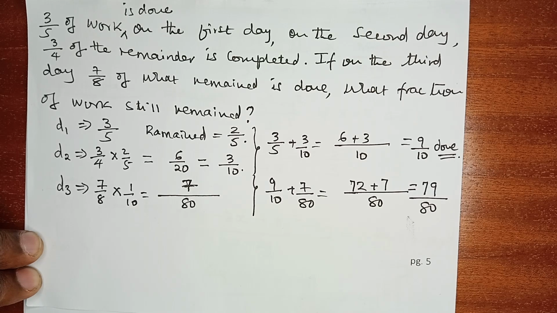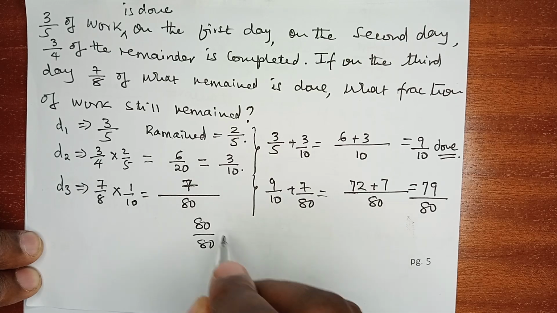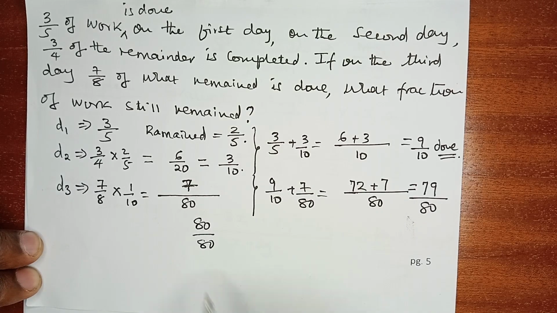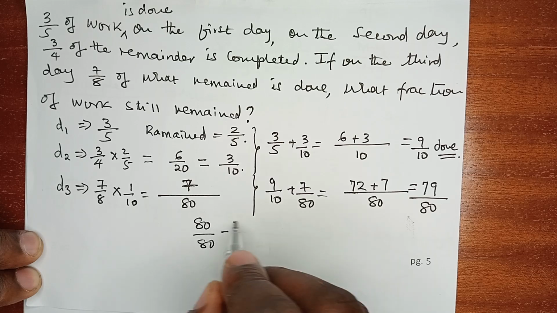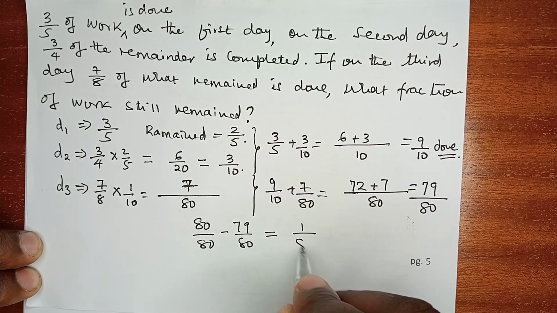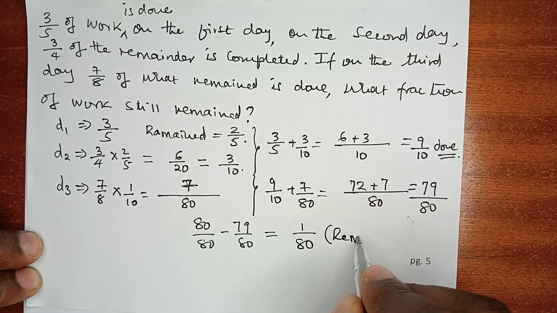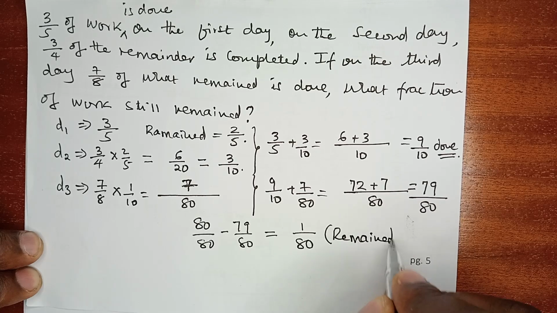So what work remained? Of course, 80 out of 80 signifies the entire work because this is one whole, minus 79 out of 80, simply 1 out of 80 of the work entirely remained. This is the work that remained undone.